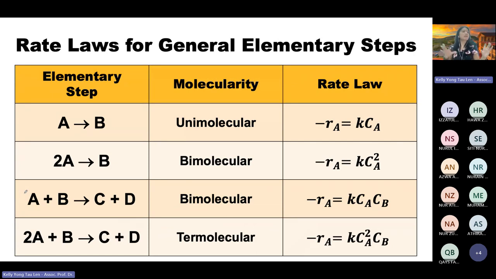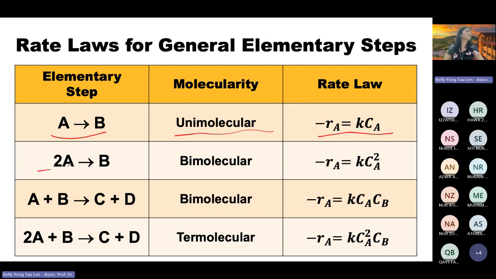So contohnya, as this is what I teach you just now. Let's say tindak balas kamu adalah A menghasilkan B dan rate law dia adalah minus RA equals to KCA. Maksudnya kadar kehilangan A bergantung kepada the collision and interaction of only one molecule atom atau ion A. That's why kita panggil dia unimolecular one.